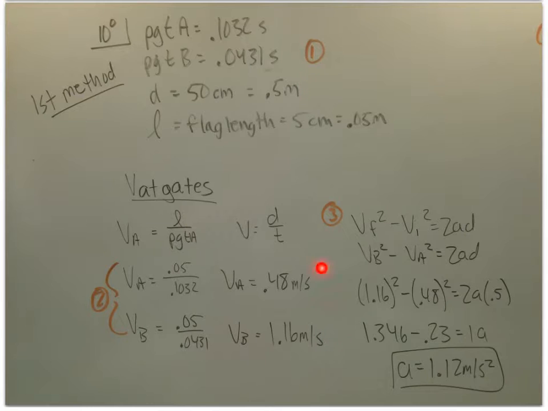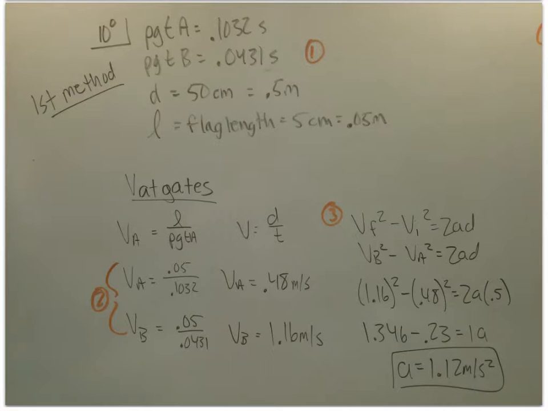We then took these velocities and plugged them into the time-independent motion formula, where we have Vf squared minus Vi squared equals 2AD. We know that Vf was our second velocity, or our B velocity, and that Vi was our initial velocity, or our A velocity. By plugging those two velocities in along with our distance between the gates, we find an acceleration of the car to be 1.12 meters per second squared. This is the acceleration that we actually had in the lab.